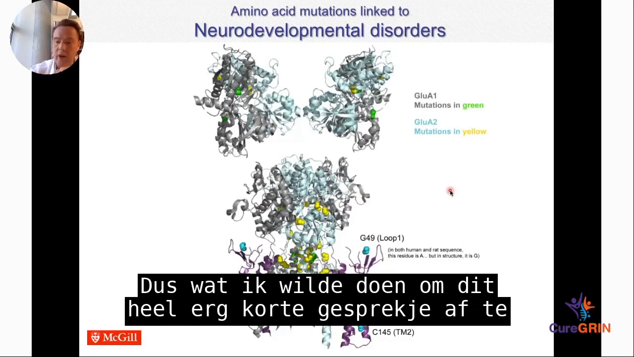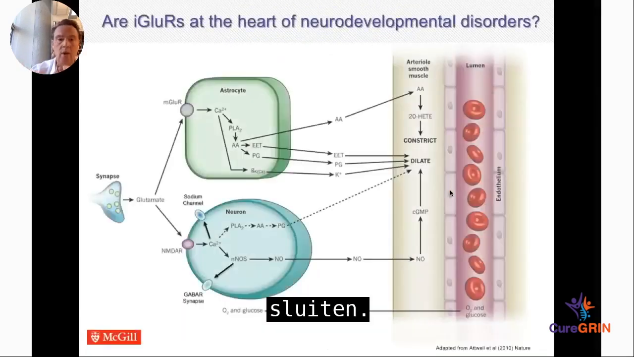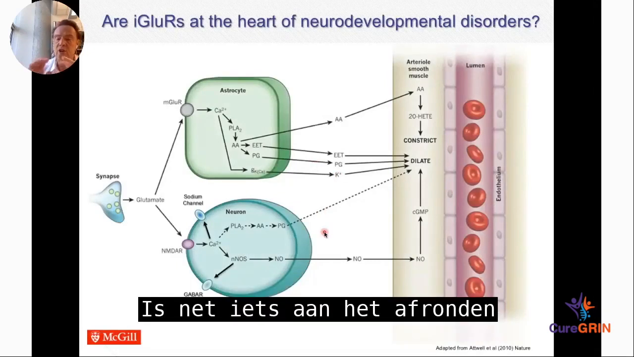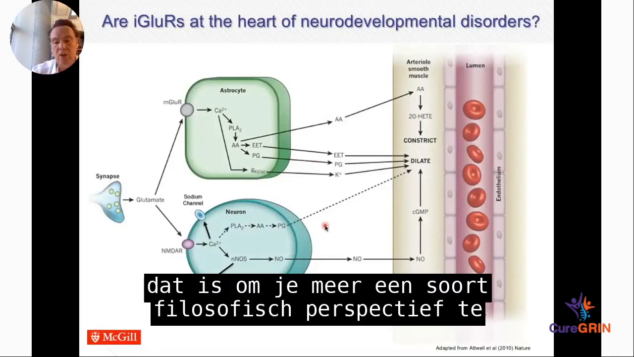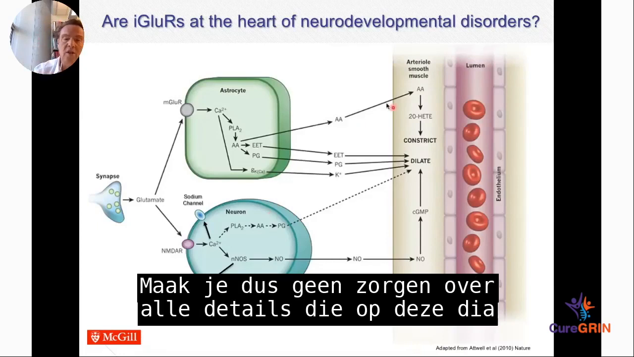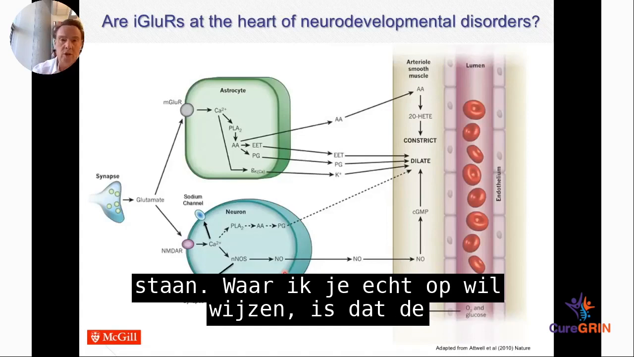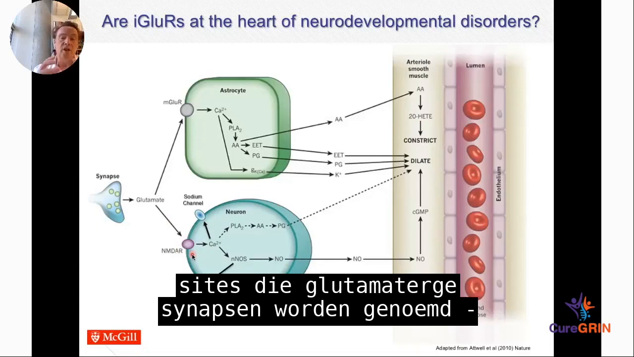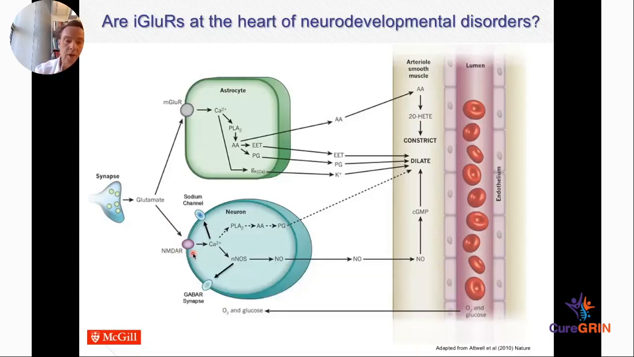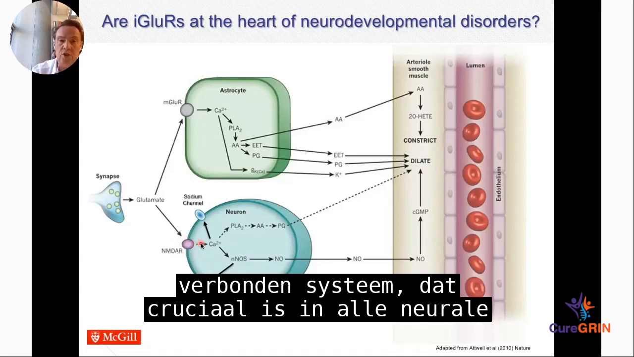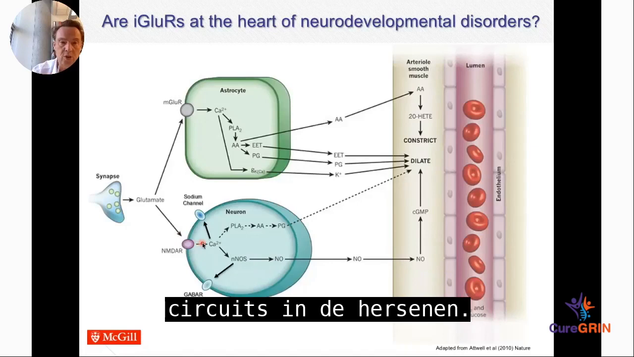So what I wanted to do in finishing this very brief conversation, I hope it hasn't been too detailed in terms of the science, is finish on something to give you more of a philosophical perspective of how, at least how my lab is starting to think about it. So don't worry about all the details which are on this slide. What I really want to point out to you is that the NMDA receptor and the AMPA receptors, so these sites which are called glutamatergic synapses, are at the heart of this rather complicated and interrelated system, which is critical in all neural circuits within the brain.